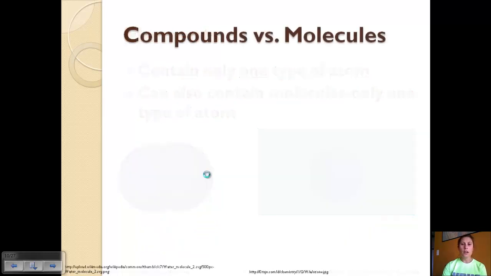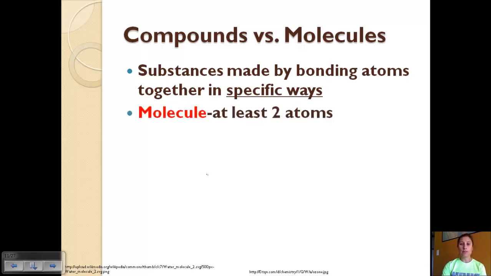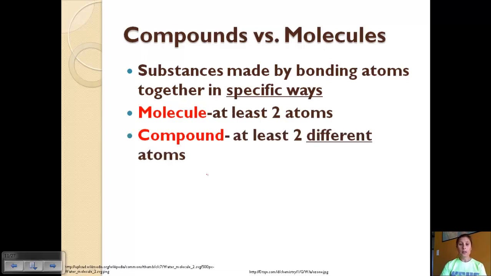So let's talk a little bit more about that difference. Okay, well, we've talked about how we bonded these two atoms together. So we can make substances by bonding atoms together in very specific ways. So a molecule, like we already talked about, is at least two atoms bonded together. But a compound is also two atoms, but they must be different. So a molecule can be at least two atoms as long as they're all the same, whereas a compound, you must have at least two different atoms in your substance.